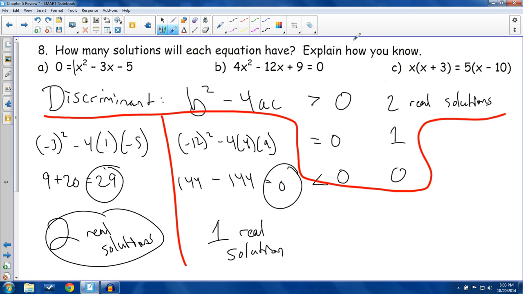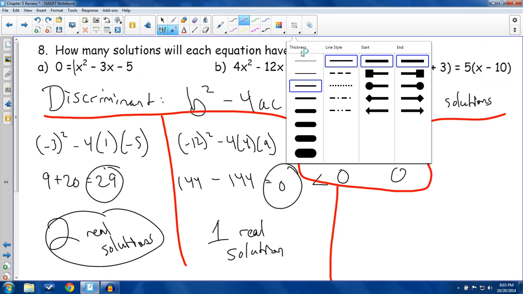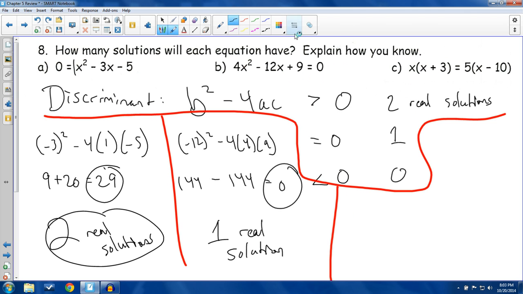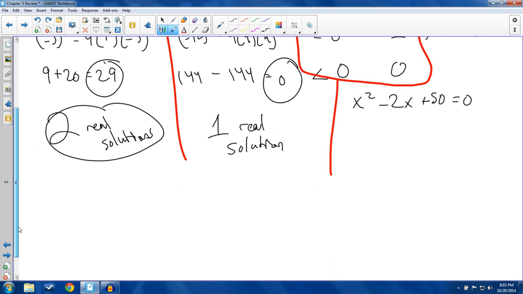And finally, this guy right here, if you want to use your discriminant, you have to put this in standard form. So I'm going to distribute here. I got x squared plus 3x equals 5x minus 50. I'm going to subtract these guys over. I need these all on one side of the equation. Plus 50 equals 0. All right.